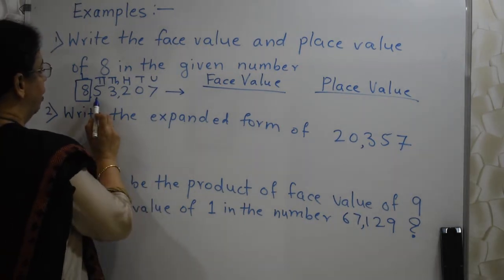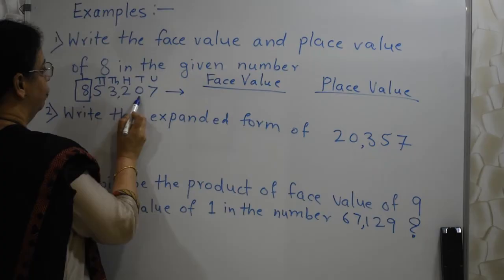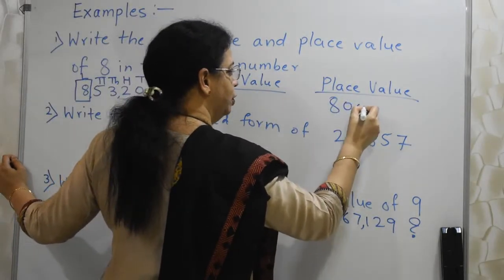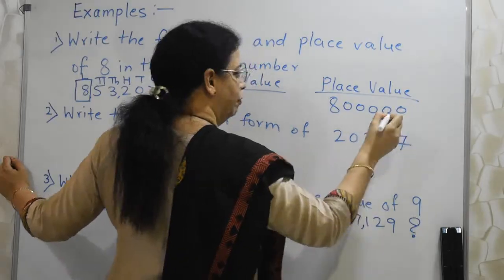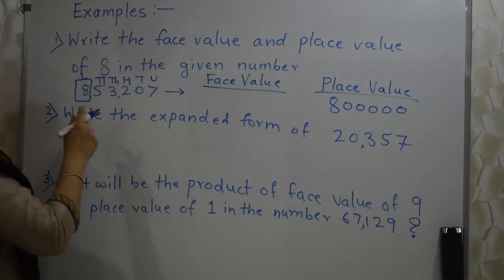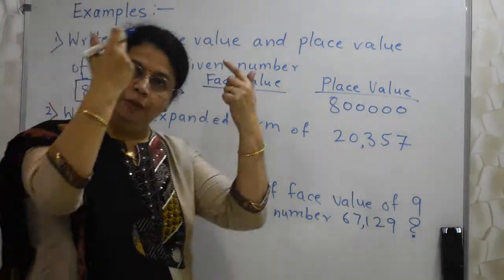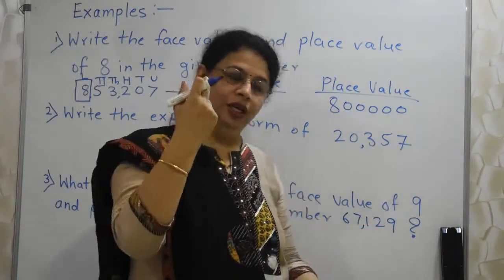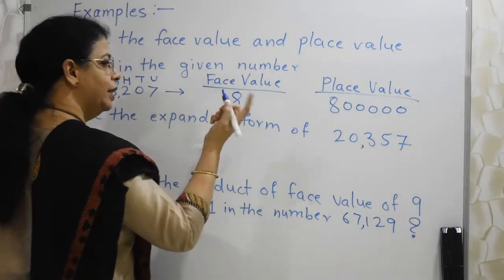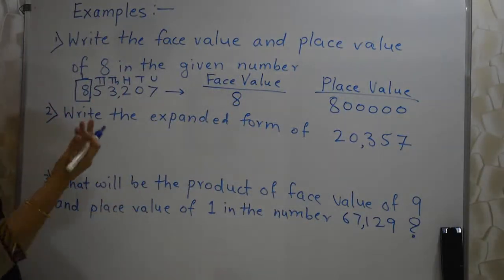How many digits after 8? 1, 2, 3, 4, 5. So place value means 8 and 5 zeros. Why 5 zeros? Because there are 5 different digits after 8. Face value is the same as the number looks. So 8 looks like 8 only. So the number itself. Okay. So first one is over.